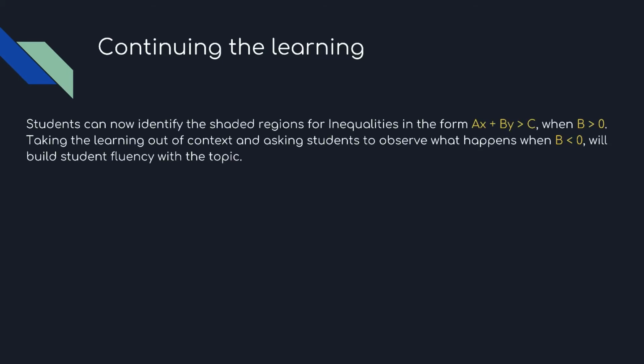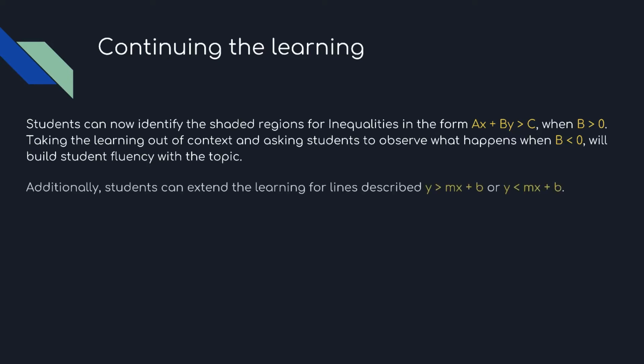Students can now identify the shaded regions for inequalities in the form ax plus by is greater than c, when b is greater than 0. We need to take the learning out of the context and ask students to observe what happens when b is less than 0. This will build student fluency with the topic. Additionally, students can extend the learning for lines described by y is greater than mx plus b or y is less than mx plus b.